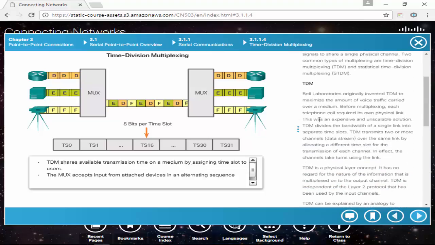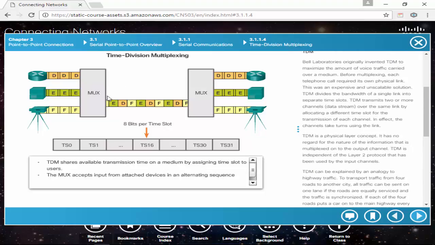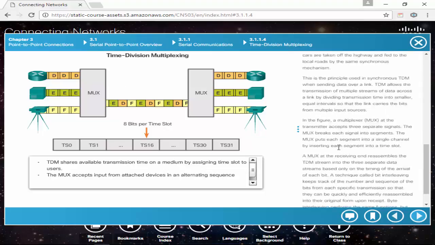TDM is a type of multiplexing. It stands for time division multiplexing. Bell Laboratories originally intended TDM to maximize the amount of voice traffic carried over a medium before multiplexing. Each telephone call required its own physical link. So basically, it separates it into a time sequence.